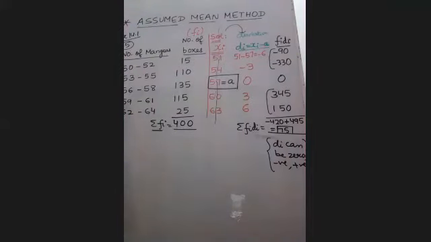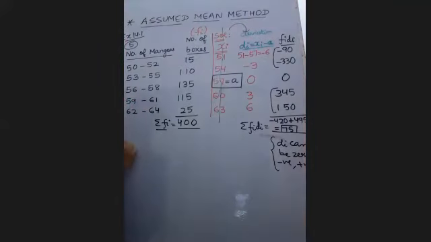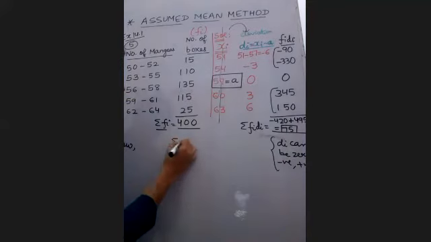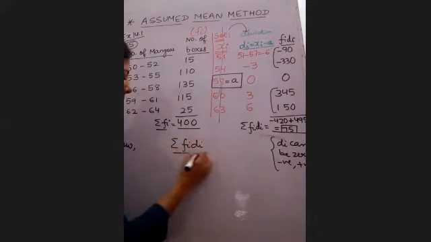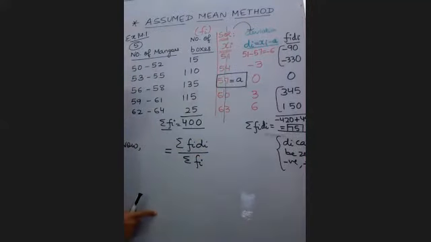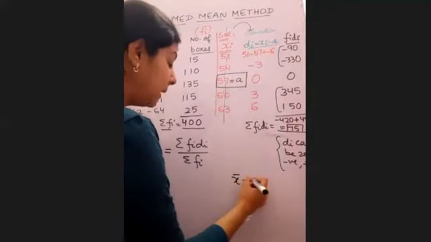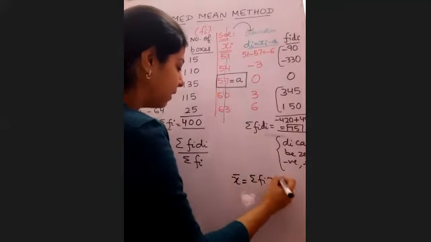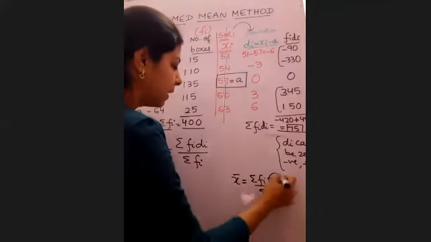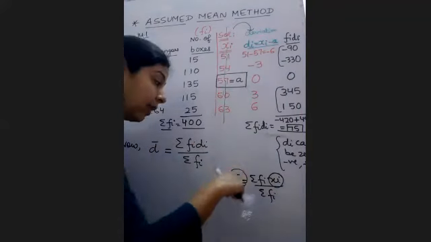Now what should be the next step according to you? Any guesses? Yes. The next step would be to find summation fi di upon summation fi, and this should be equal to what? Mean, X bar? Now understand, this is not the mean. Mean was summation fi xi upon summation fi. So when there were xi's, it was x bar. Here there are di's, so it will be D bar. D bar is not the mean. Mean is still x bar.